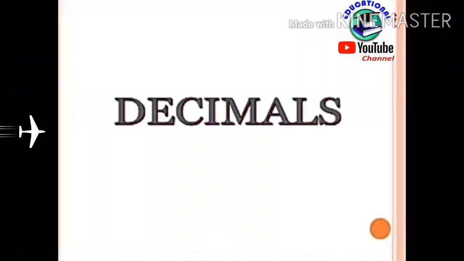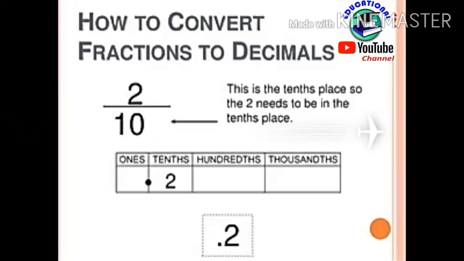Slide 2. The topic is decimals. Slide 3. We started from how to convert fractions to decimals. We have a fraction 2/10. This is the 10th place, so 2 needs to be in the 10th place. In fractions, it is 2/10, and in decimals it is 0.2.